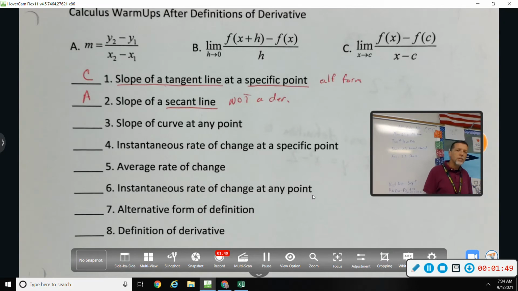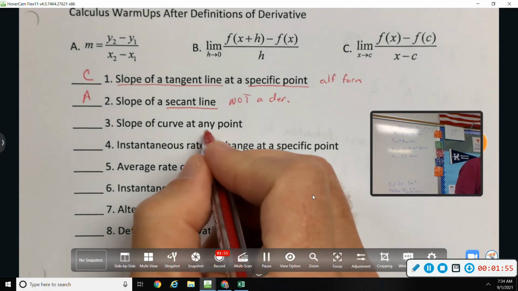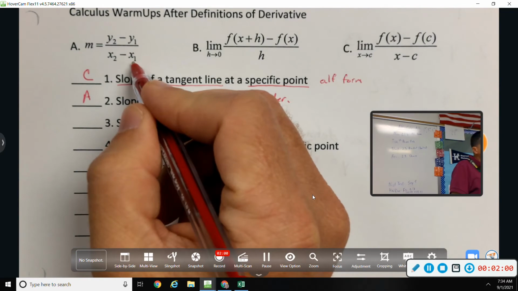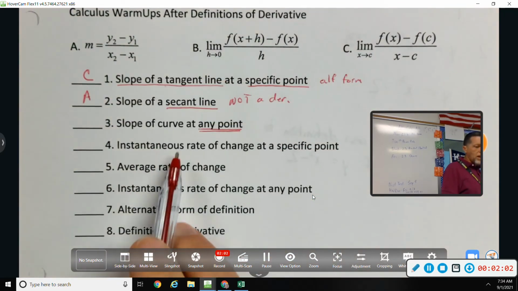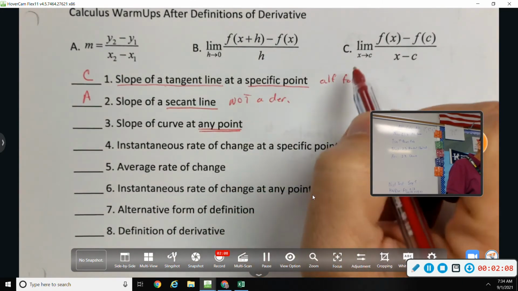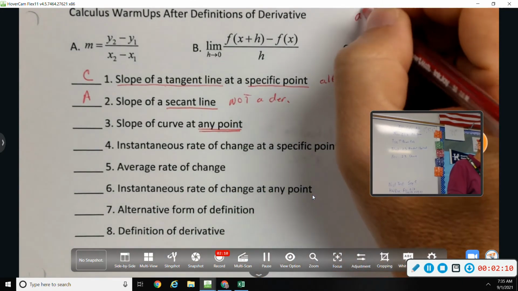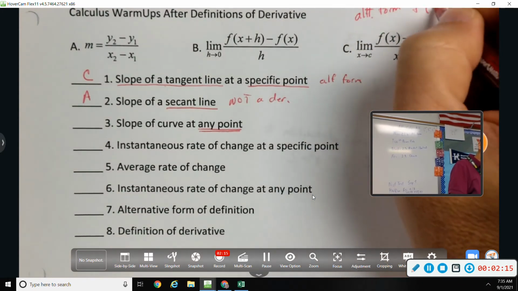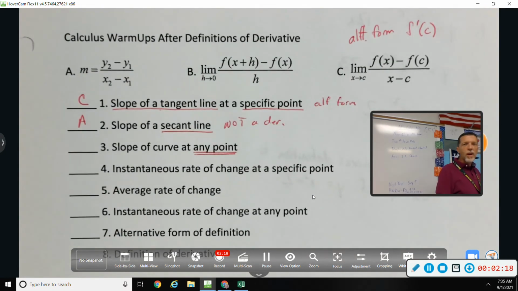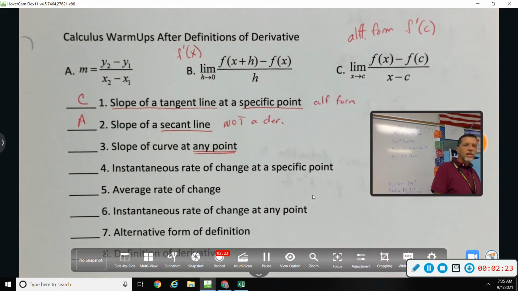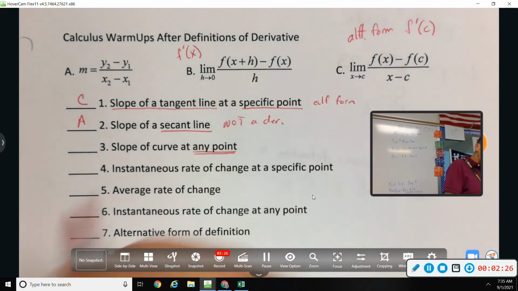Emma, how about the slope of a curve at any point? That would be the slope between two points. You would need two points to do A. But at any point, so it's B or C. C is for a specific point, the alternative form. That gives you the derivative at C, the slope at C. B is the derivative at any value of X. So at any value of X, it would be B.